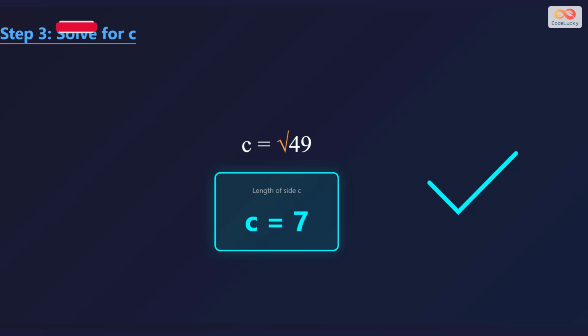To finish, we take the square root of both sides. The square root of 49 is 7. So the missing side length is exactly 7.